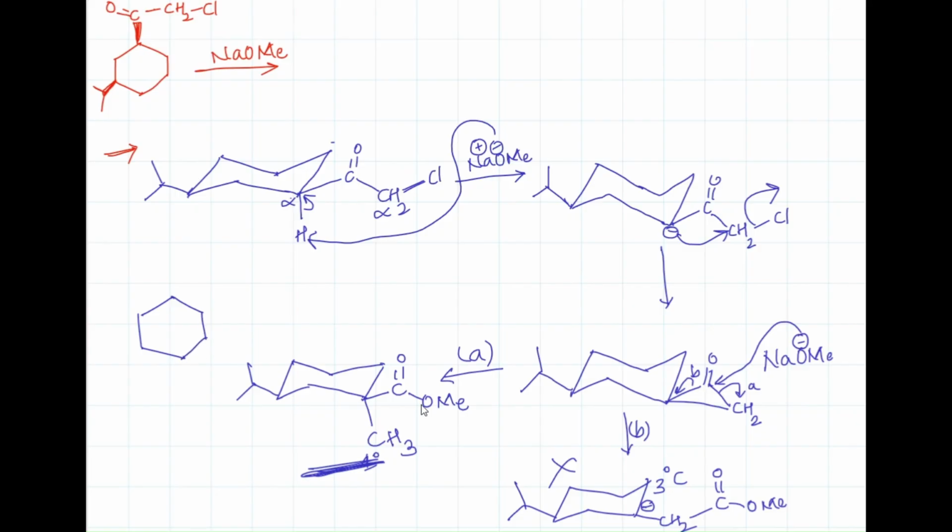It will not undergo any ring contraction as the α-haloketone is outside the ring, right? Hence, in the above position, isopropyl group is there, right? In the above position, and CH3 is there in the below position, and in the above position, C double bond O, OMe is present. This is the major product, right? This is the stereochemistry behind this Favorskii rearrangement.